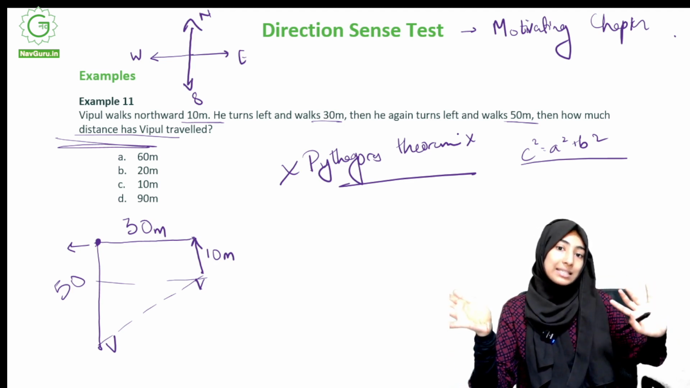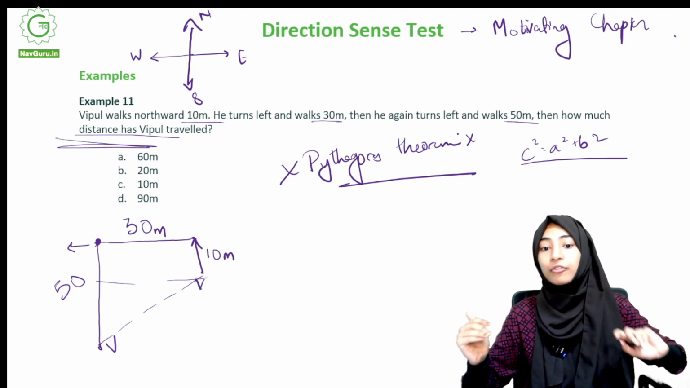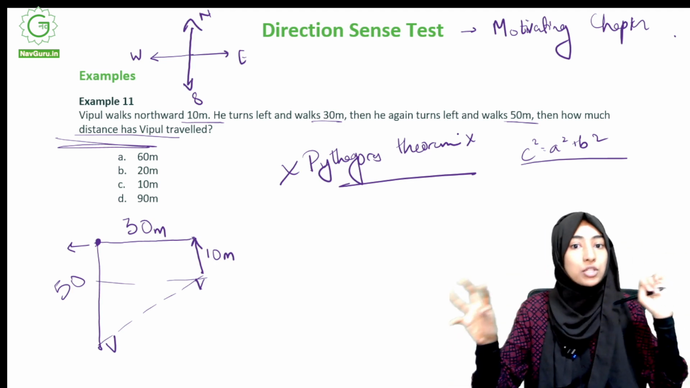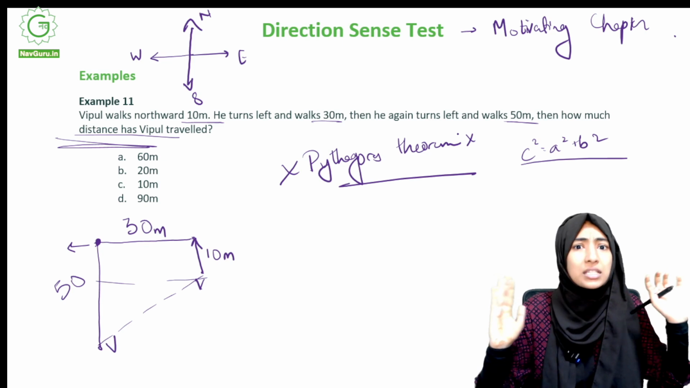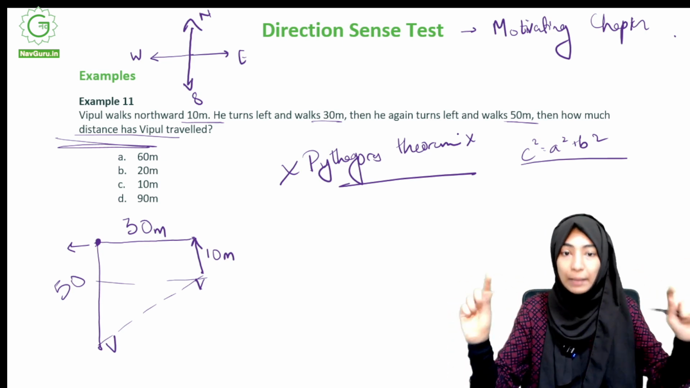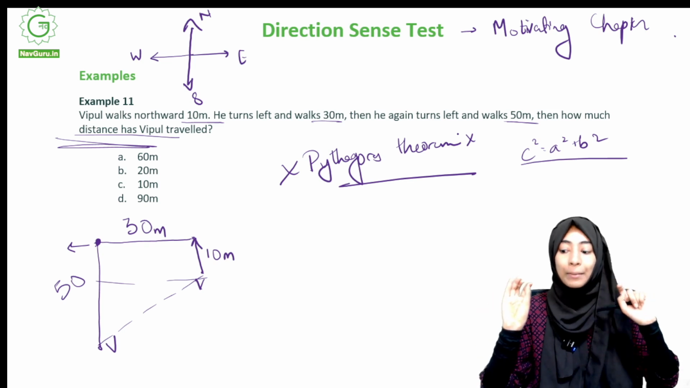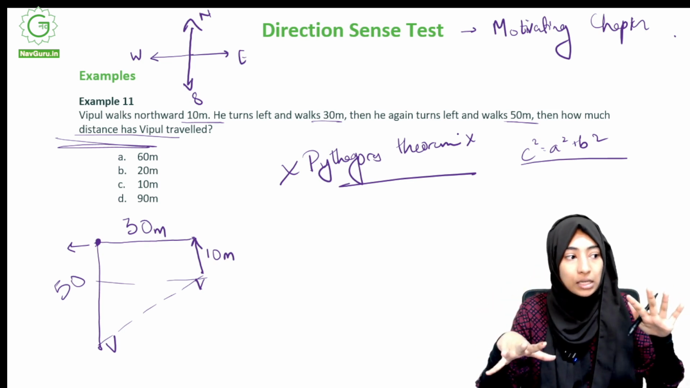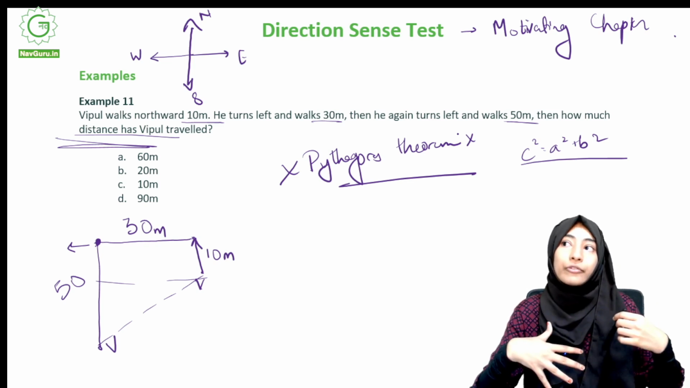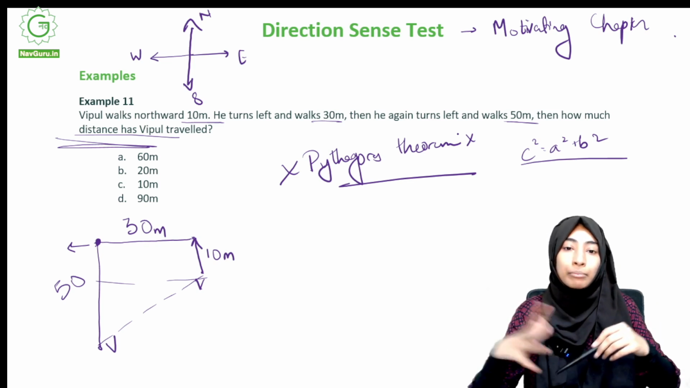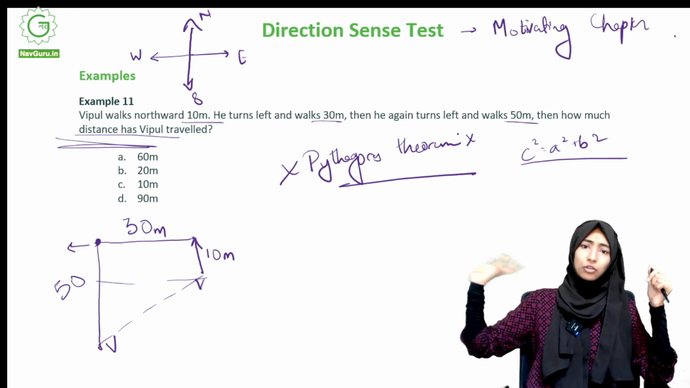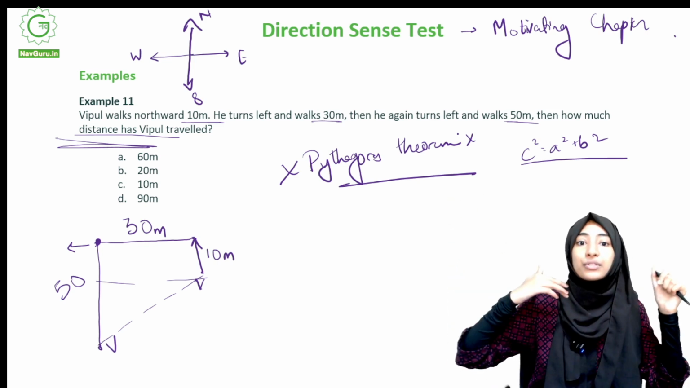If you are asked things like how far is Vipul from his initial position, or if Vipul travels from his house to his school, and you're asked how far is Vipul from his house, in that case you find the shortest distance. Why? Because like I said earlier, if somebody asks you how far is your house from the hospital, there might be two routes. There might be one route which takes a lot of time, and then another route which is very straightforward.